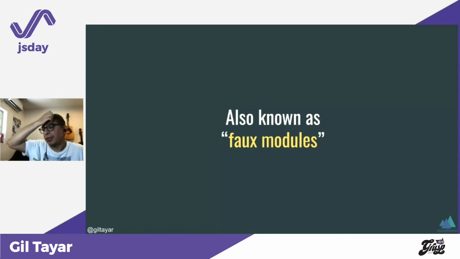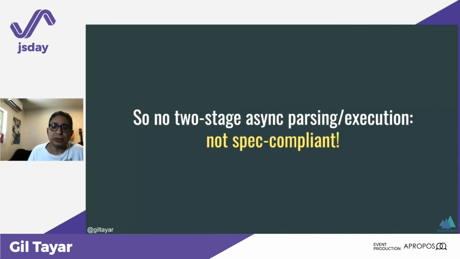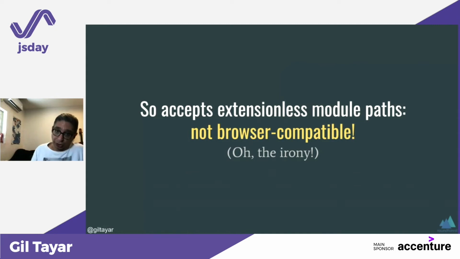So all the things that we've talked about, top-level await and others, are not supported. So no two-stage async parsing and execution. This is not spec compliant. It uses the Node.js CJS module resolution, so it's not spec compliant. If you take an ESM module, a faux module, and use it as is in Node.js, you may get errors because imports in both places behave a little bit differently. So that's why it's faux.